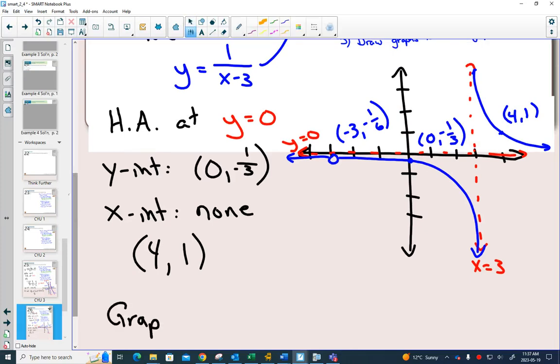So I'm going to give you a question to graph. And once you have this one graphed and you've shown me, then you can work on your take-home quiz after that.